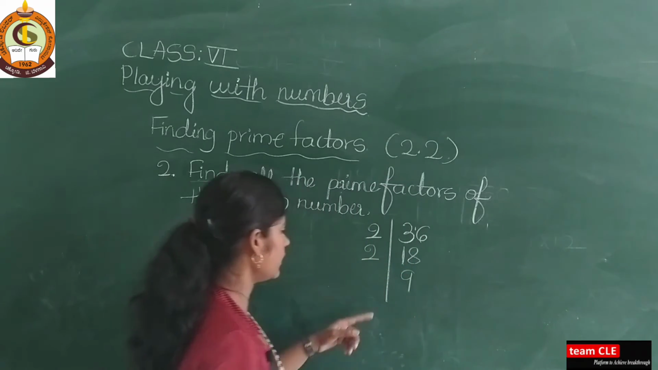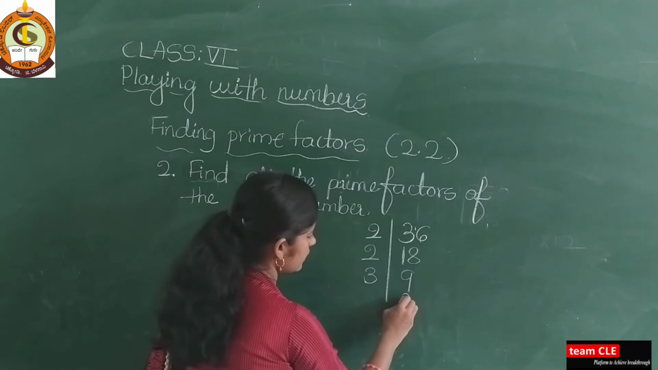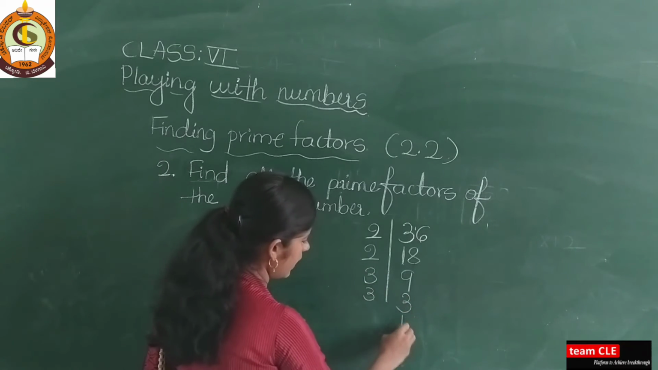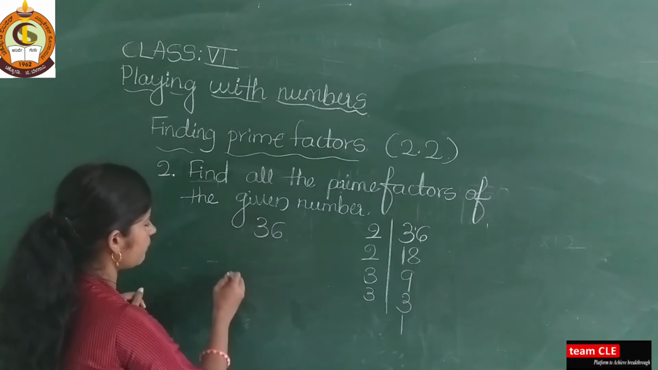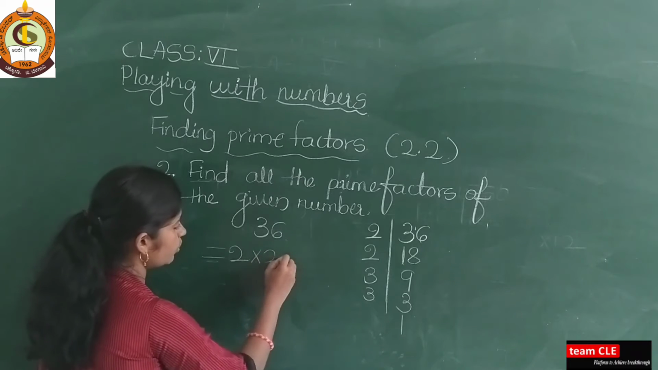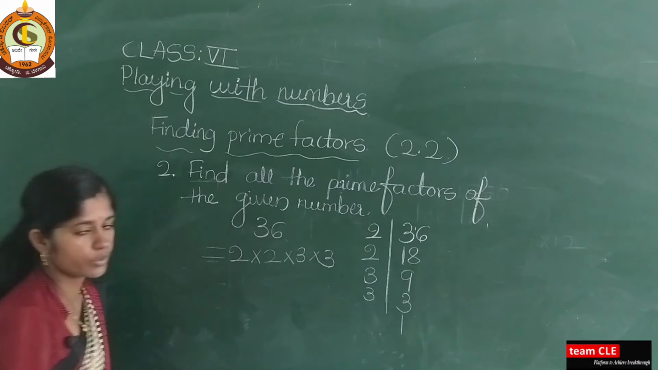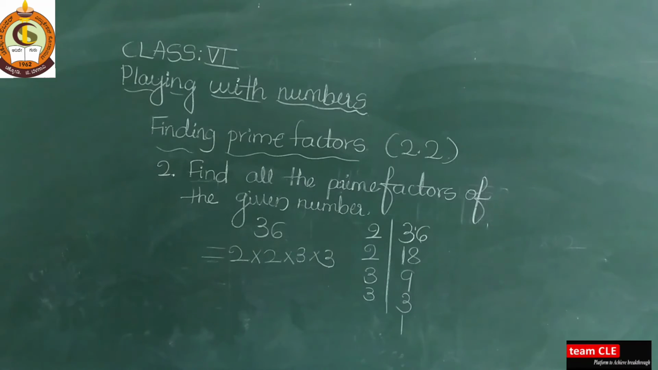Next you take 9. This is there in the 3 1s are table. 3 3s are 9 and 3 1s are 3. So the prime factors of 36 are 2 into 2 into 3 into 3. So this is how you are going to find the prime factors of the given number.